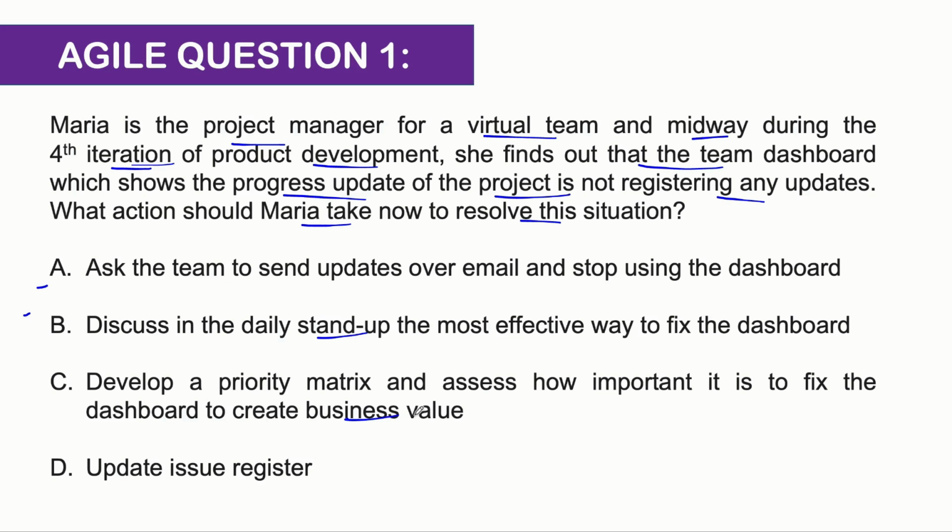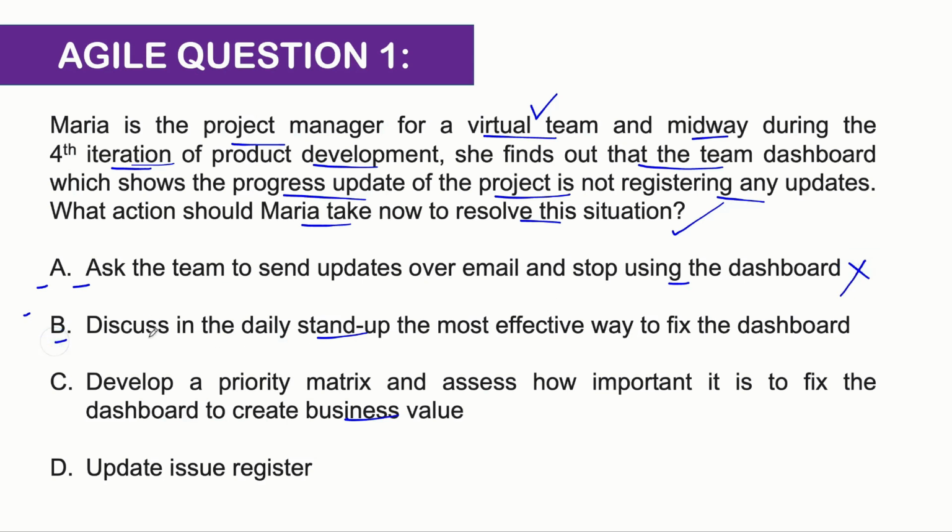Now in this scenario, let's see what is the best possible option for Maria as a project manager. Option A. Ask the team to send updates over email and stop using the dashboard. Now this is too naive guys as an approach of a project manager. You just can't discontinue the use of a dashboard which you were using in the first, second and third iteration suddenly in the fourth one. Also imagine the level of complexity you will experience with a virtual team like this. If a virtual team starts sending you email updates for every task, it will be utter madness guys. So option A is invariably a wrong option.